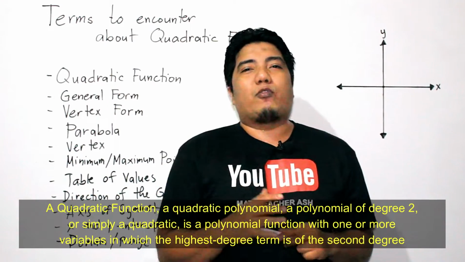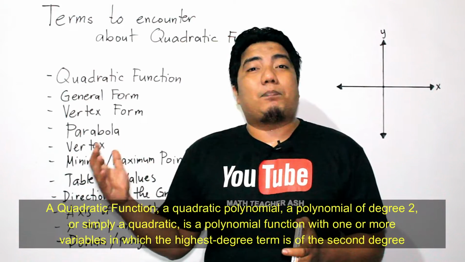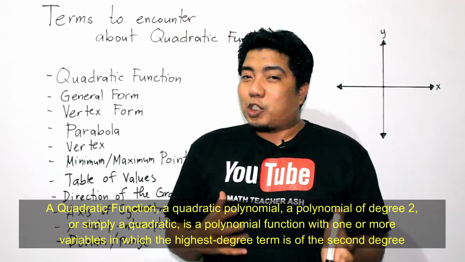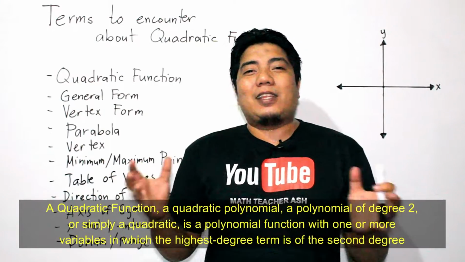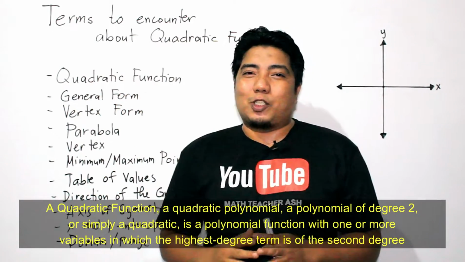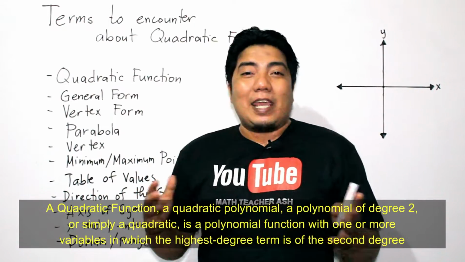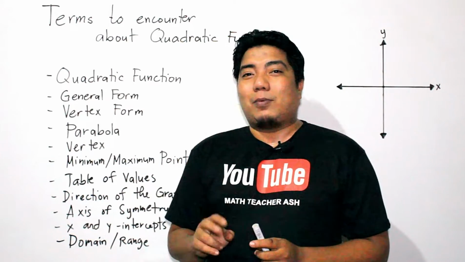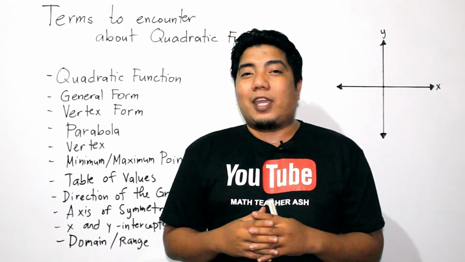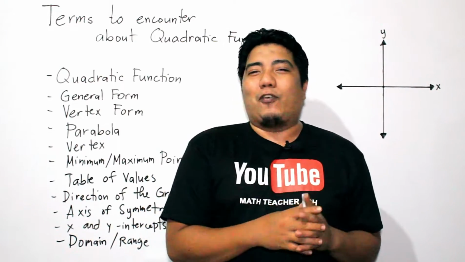Remember that the meaning of quadratic is the second degree, or the highest degree is in the second power, while function is the relationship of two variables. So putting them together, quadratic function is a function in the second degree. Or in layman's terms, it is a quadratic equation in two variables, meaning we will be talking about x and y, or x and the function of x.